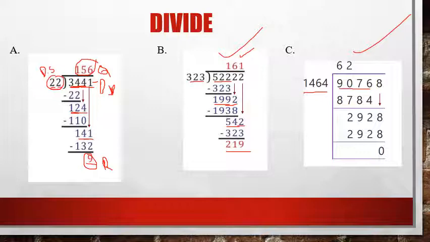6s are 8784. After subtraction, you will get 292, and the last digit you will put down, 8. So 2928. Now how much are 2928? 1464 twos are 2928. So subtract it. Here you will get the answer 0.